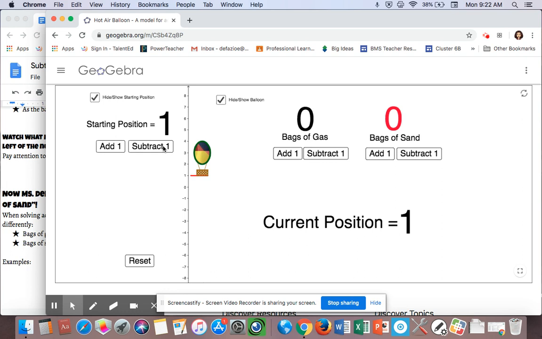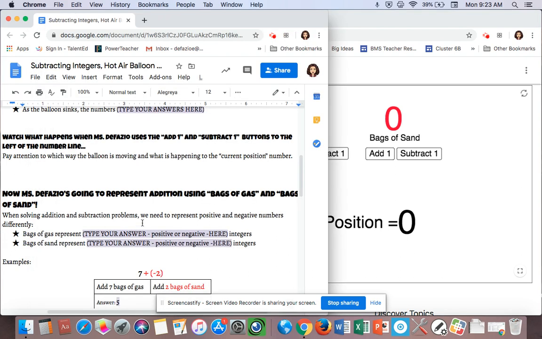If I want to subtract 3 more, 1, 2, 3, notice how now we're in those negatives. Current position, -2. Starting position, -2. This starting position is going to change, so I wouldn't pay so much attention to this. We're really going to be looking at current position, and we're going to be looking at where this hot air balloon actually is on the number line. Helpful button here. If you press reset, everything goes back to 0. So I'm going to be hitting that a lot, so just keep that in mind.